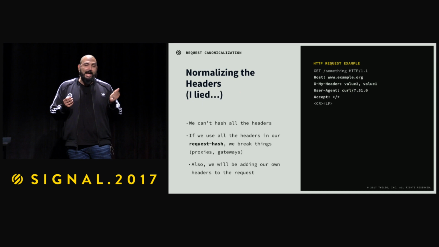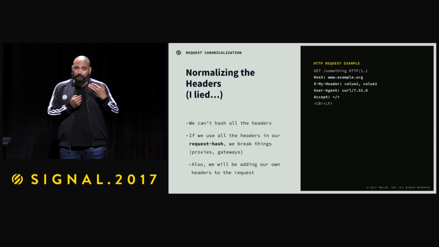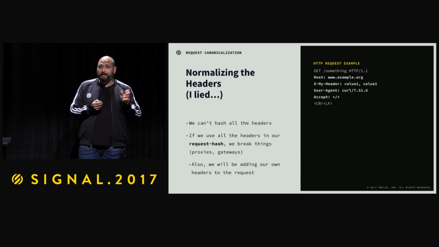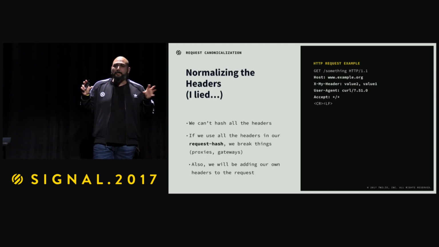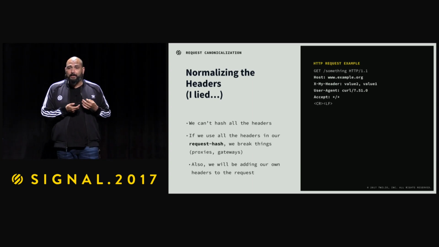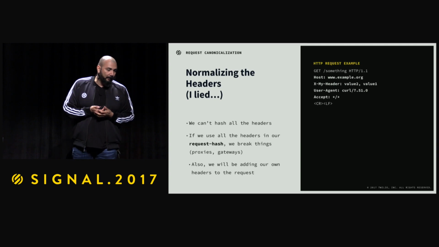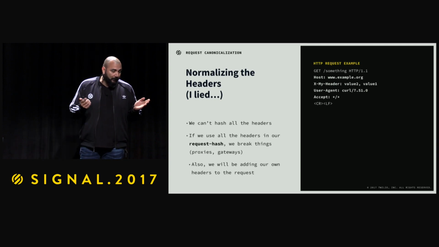But I lied. We can't actually hash all these headers. We can't include all the request headers in our request hash. The reason why is because when a client sends a request to a server, there typically are proxies and gateways in between that might add headers and mutate the request in some way. So we don't want to break something in transit from client to server.